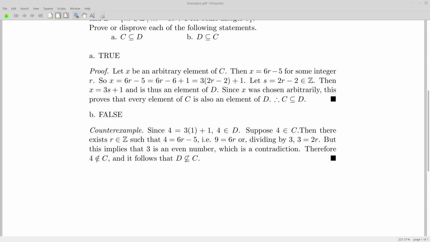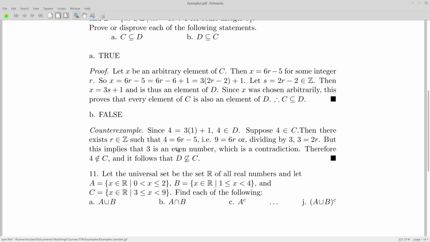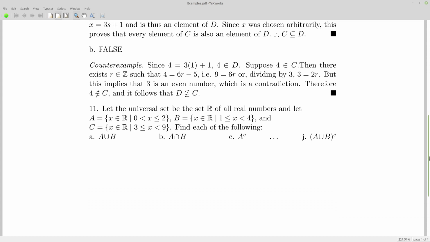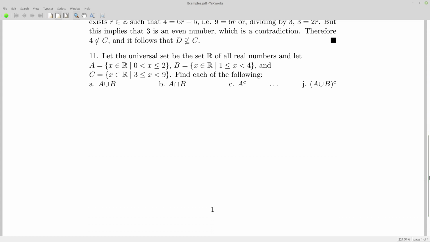So we've got problem 11 now displayed. So in problem 11, we have a universal set defined to be the set of all real numbers. And we're going to define A, B, and C accordingly. Now, we're actually not going to use set C in this video. You can see that this problem actually has several parts, A through J. And I'm not going to do a lot of these.